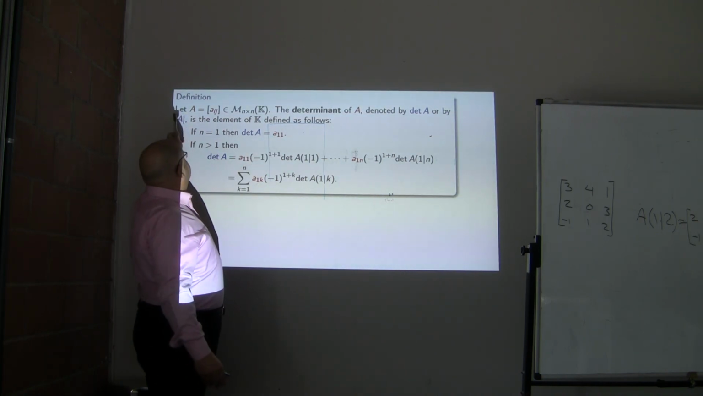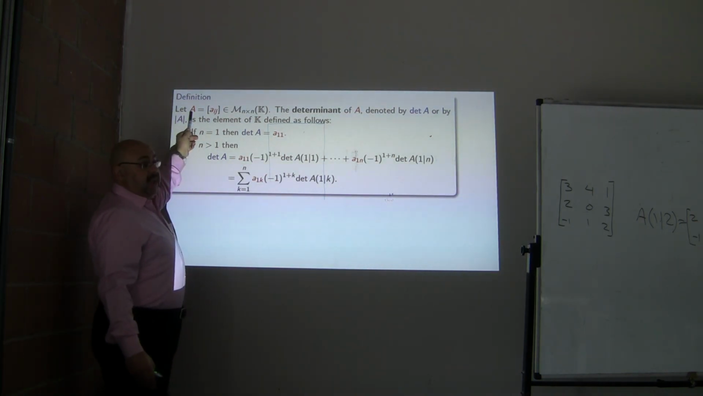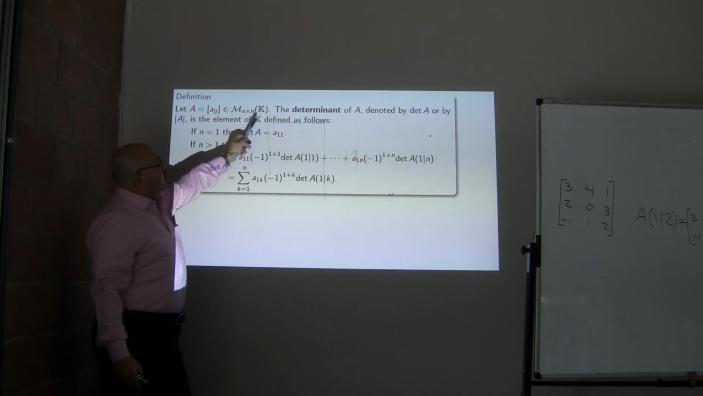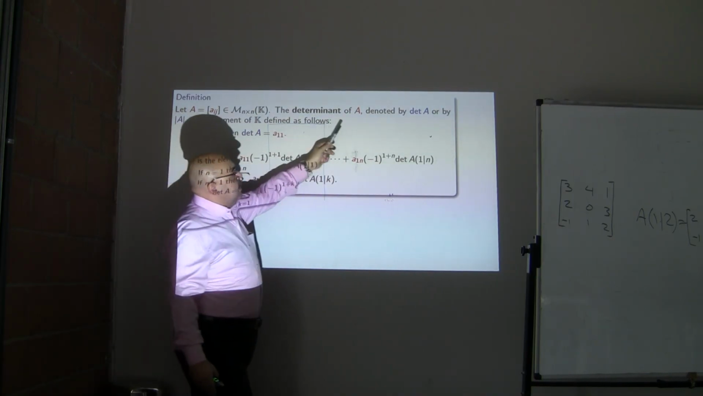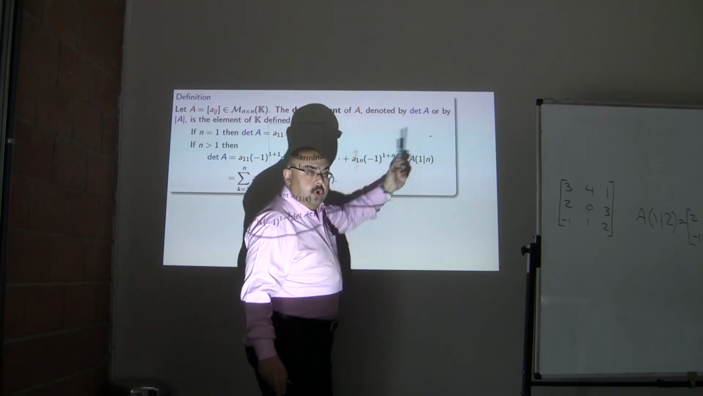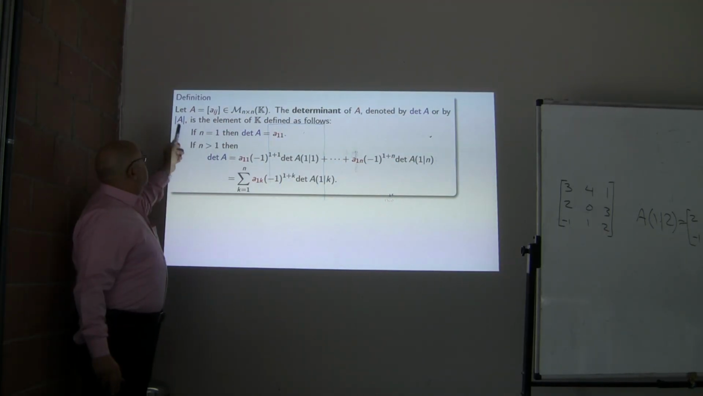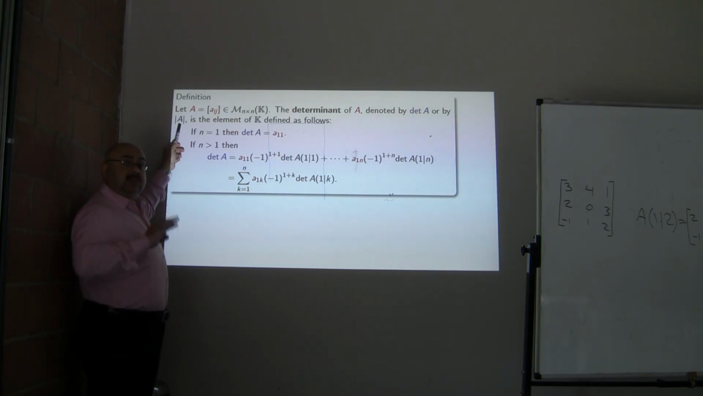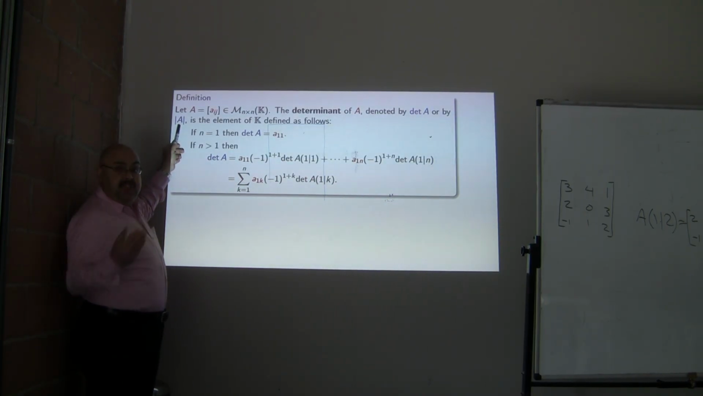So, for A, which contains each element a i j and belongs to the set of n by n square matrices, the determinant of A is denoted by det A, that's the symbolization of a determinant, or simply I can write two vertical lines around A, which means the determinant corresponding to the matrix A.